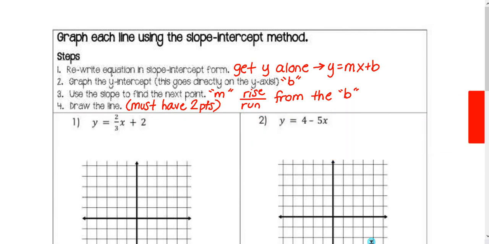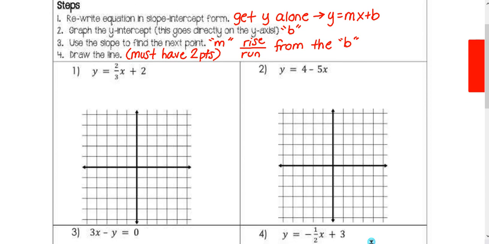All right, so let's go ahead and apply these steps to number 1. So first thing, is it in slope-intercept form? It is. Y equals mx plus b. We're good to go. So I'm going to actually write down my slope, which I notice is 2/3, and my b, which I notice is 2. So I'm now on to step 2. I need to graph my y-intercept first. If 2 is your y-intercept, remember that that means it's going on the y-axis at 2. So I'm going to actually plot that right there.